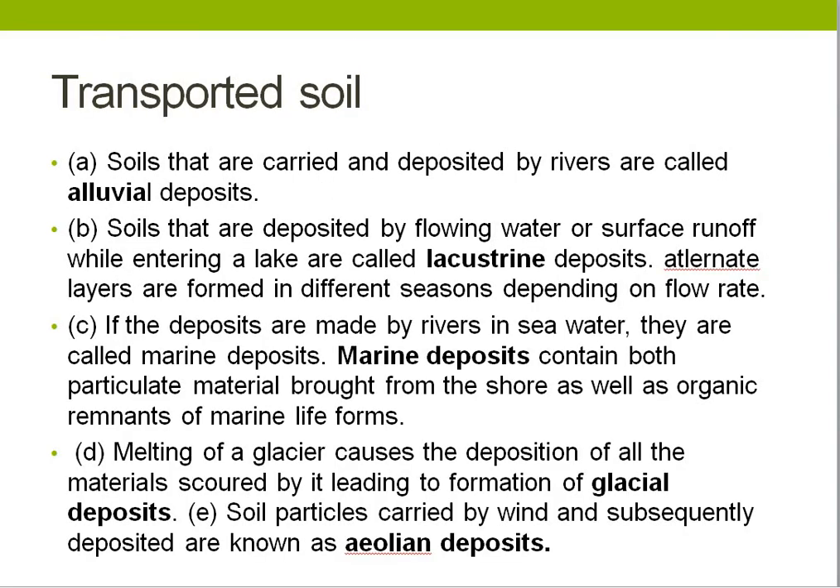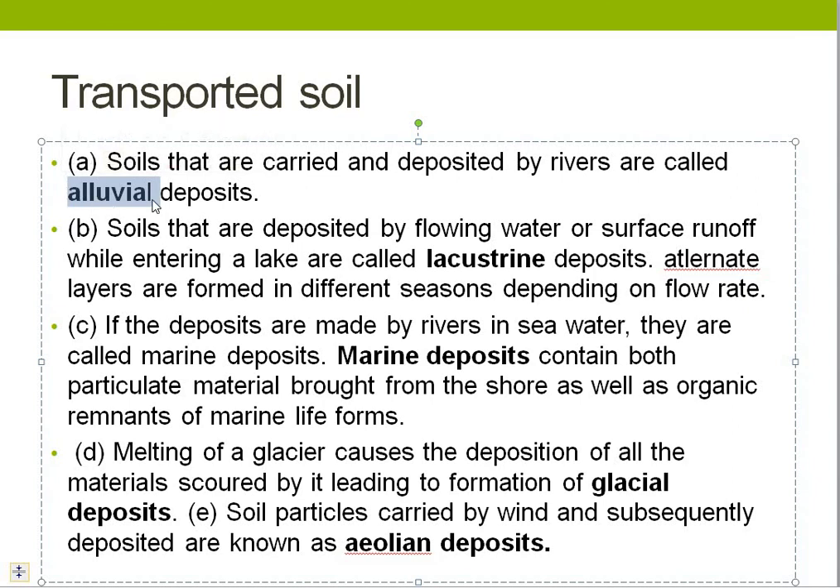Soils that are carried and deposited by rivers are called alluvial deposits. Just note that name, alluvial. Then if soils are deposited by flowing water entering a lake, it is called a lacustrine deposit. If the deposits are made by rivers in seawater, they are called marine deposits.